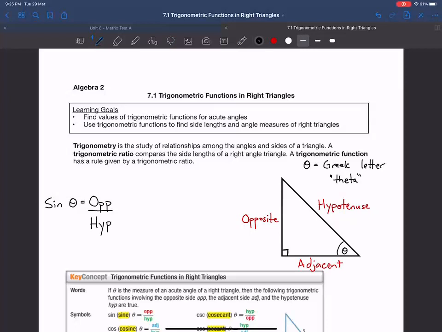We would have that my cosine of theta is always going to be my adjacent side divided by my hypotenuse. And lastly, we have that my tangent of theta, or tan of theta, is always going to be my opposite divided by my adjacent. If you can recall from geometry, we have a nine-letter word that we use to remember this, and our nine-letter word is SOHCAHTOA.